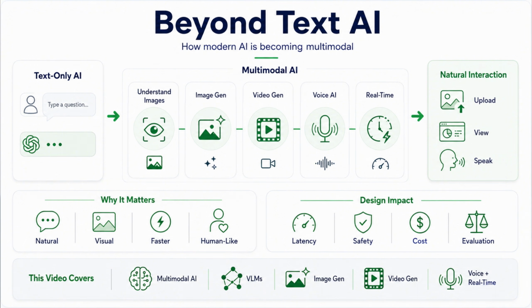So in this video, we are going to understand how AI systems are expanding beyond text and becoming more multimodal. We will discuss multimodal AI, vision language models, image and video generation, and finally voice AI with real-time AI. Now, the goal is not just to understand the technology itself, but also to understand where these capabilities are becoming important in enterprise applications and what we need to think about when designing these types of systems. Now, let's start with multimodal AI.